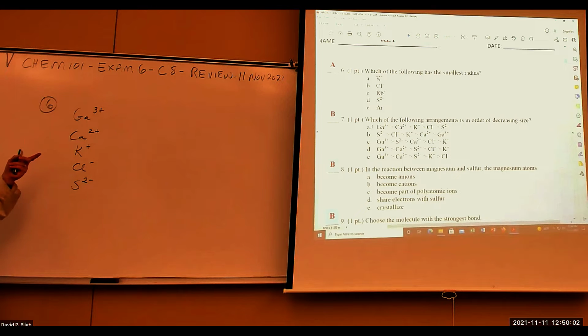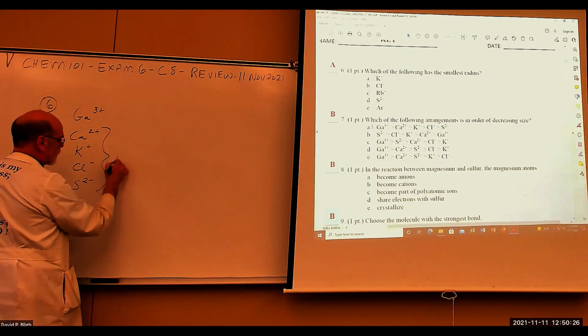So let's see if they all look like the same noble gas, that means they're isoelectronic. They have the same electronic structure. So let's see. Calcium and potassium. Yeah. 2 plus calcium looks like argon. 1 plus potassium looks like argon. 1 minus chlorine looks like argon. 2 minus sulfur looks like argon. These are all isoelectronic with argon.